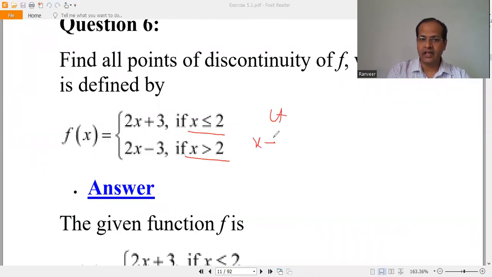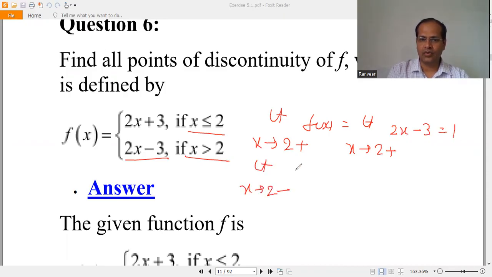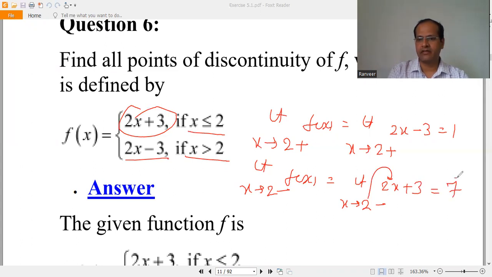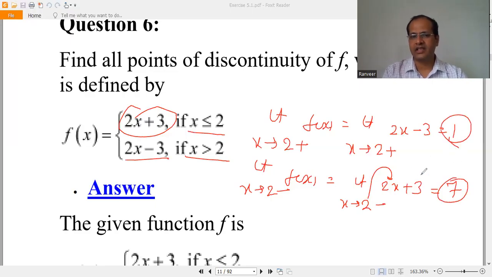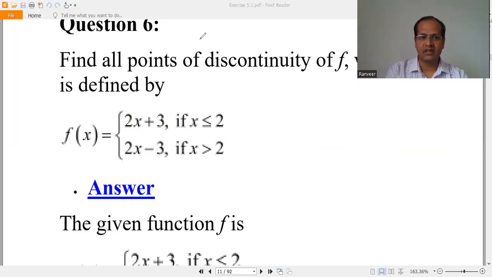So the limit as x tends to 2 plus, we have to write like this. This is one step. So for 2 plus, the value is 2x minus 3, which is 1. Similarly, the limit as x tends to 2 minus of f(x) is 2x plus 3. Once we substitute the value, this is 7. So both values are not the same, so definitely this is not continuous at the point 2.